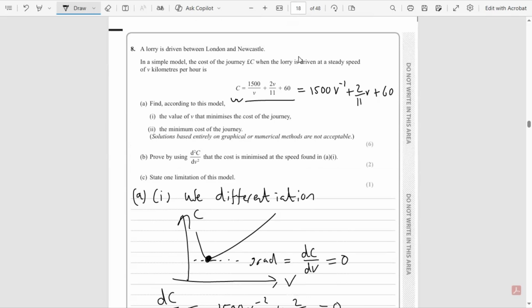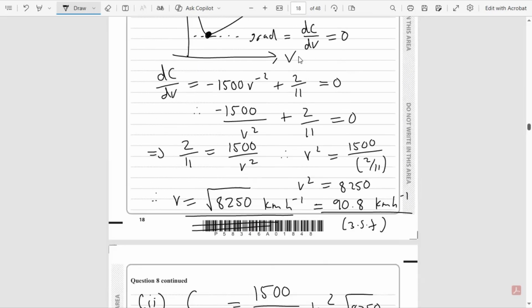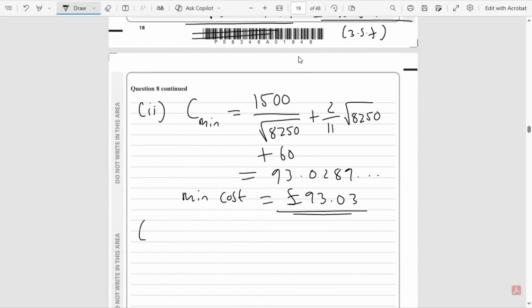Okay, so with this question, we're going to take the second derivative. We already have the first derivative here. Let's just underline that there. That's our first derivative. I'll write it down again here. So dC by dv is equal to minus 1,500 v to the minus 2, and then I think it was 2 over 11. Yeah, plus 2 over 11.